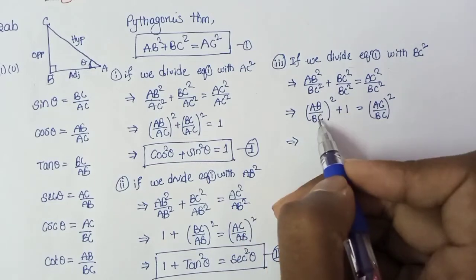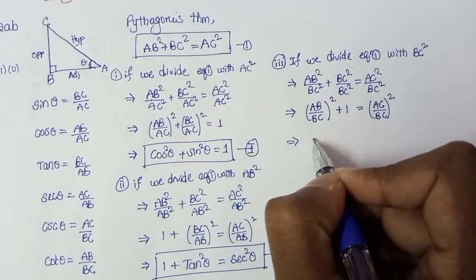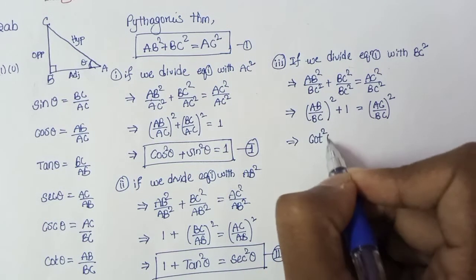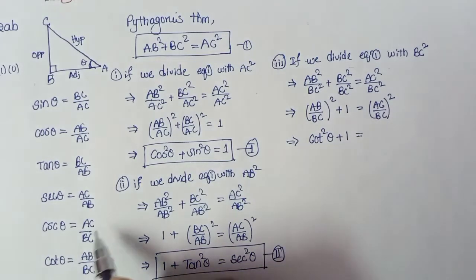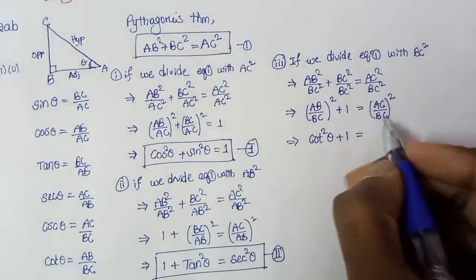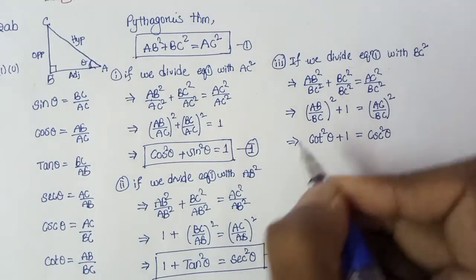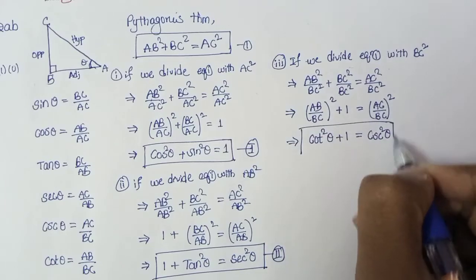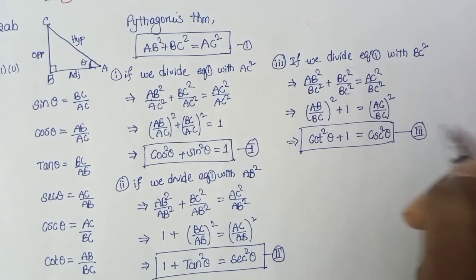What is this AB by BC term? You can see here AB by BC is cot theta. So this is cot square theta plus 1 is equal to what? AC by BC is cosec theta. So here cosec square theta. So this is the third trigonometric identity.